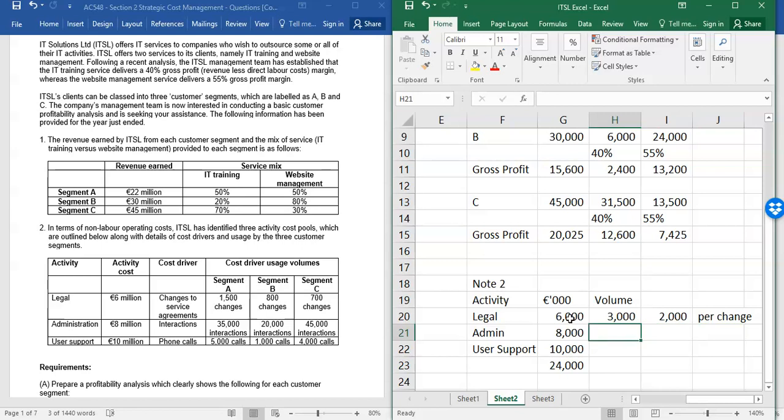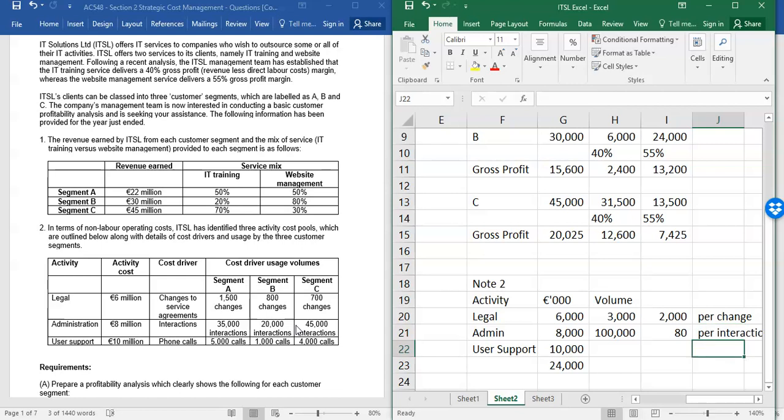For the admin, there's 35,000 interactions, 20 plus 45. So 35,000 plus 20,000 plus 45,000. You have a total of 100,000 interactions. And be careful, it's 8 million euro. So you're trying to get a cost per interaction: 8 million divided by 100,000. So 8 euro per interaction.